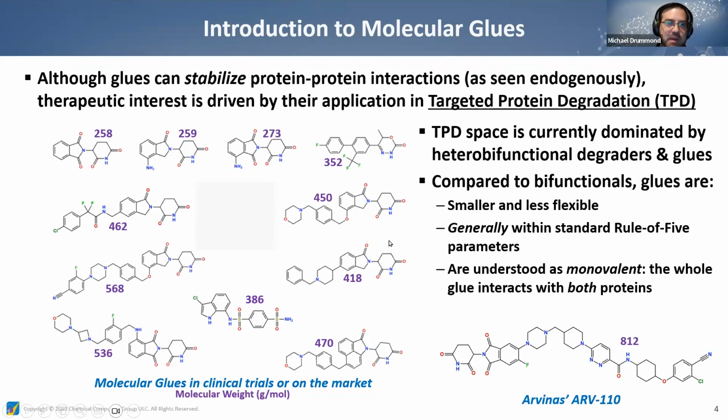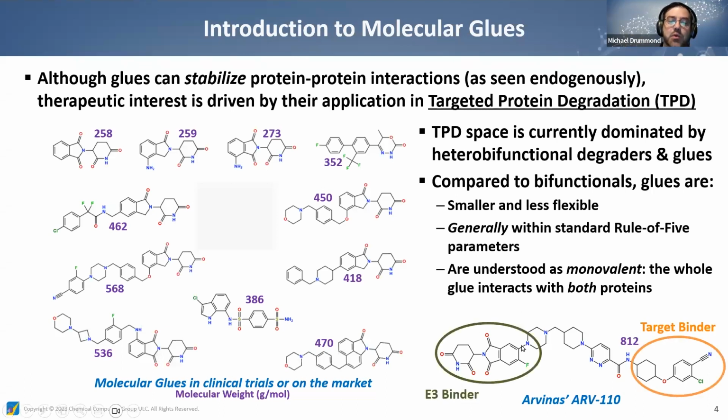I will say something important to understand about glues is we understand them to be monovalent. And what I mean by that is that the entire molecular glue simultaneously interacts with both proteins. And that's in contrast to a bifunctional degrader, such as over here, where you have one end that clearly interacts with one protein, and then the other end, its primary responsibility is interacting with the second protein. With glues, the entire molecule interacts with both proteins at the same time. And so because of that, rational design of glues has proven elusive.